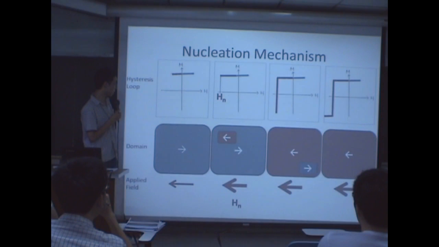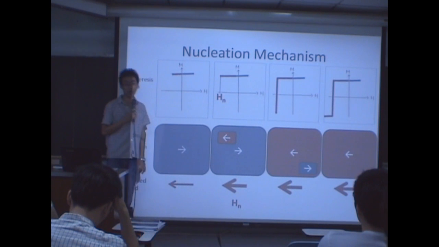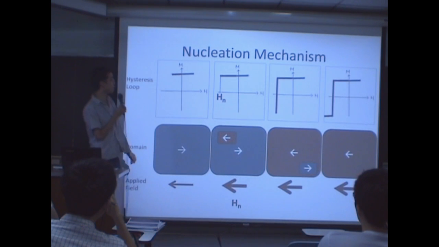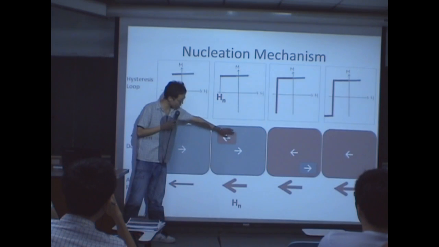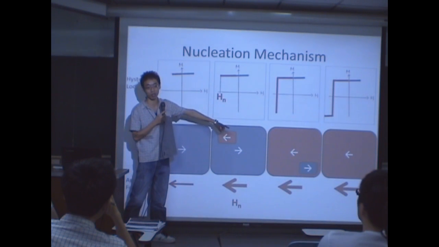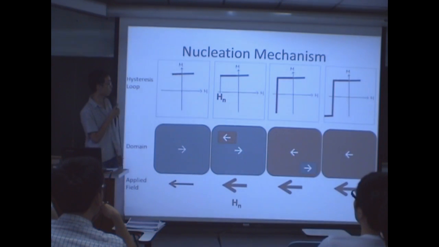And in this picture, if we have an entire domain here with the magnetization direction toward this way, now we apply an opposite applied field toward this way. When the applied field reaches the nucleation field, an opposite direction domain forms, and once that domain forms, it will propagate to the entire particle. So in the nucleation mechanism, the most important field is the nucleation field. It is a threshold. Once it is passed, the entire material will change its magnetization direction.